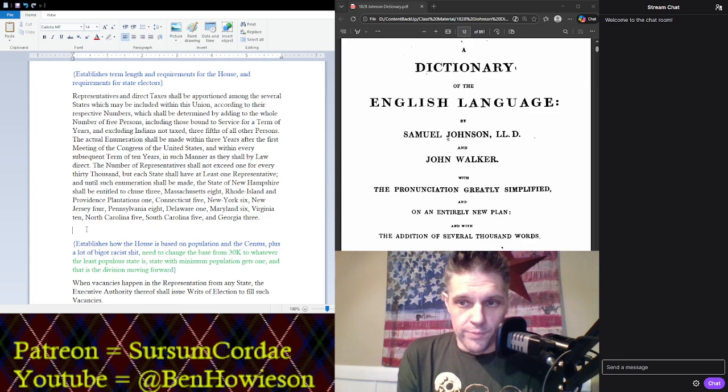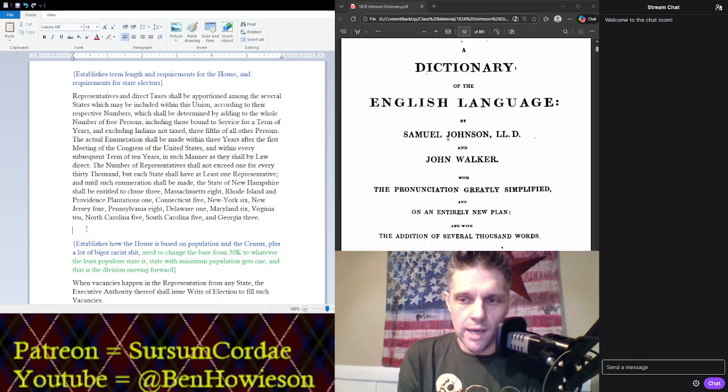The number of representatives shall not exceed one for every 30,000. Talk about time to need an update for numbers. But each state shall have at least one representative. See, that was a check.